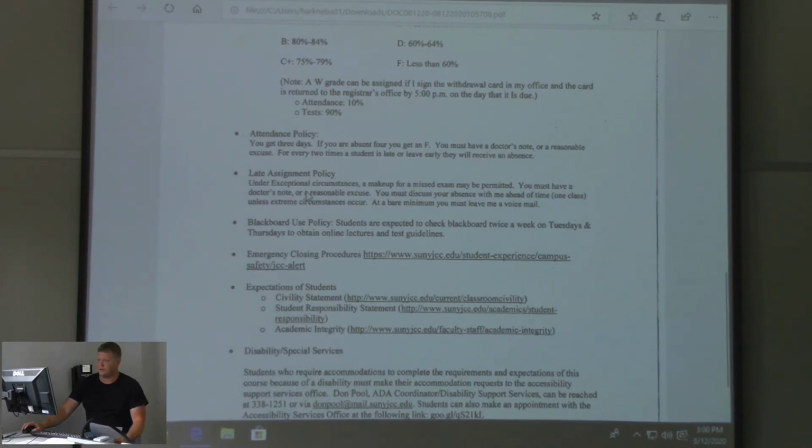We went over the attendance policy, which doesn't really matter for you anyways. Late assignment policy is basically, are you taking your tests on time? That gives you your 10%. Look at, where are we at?